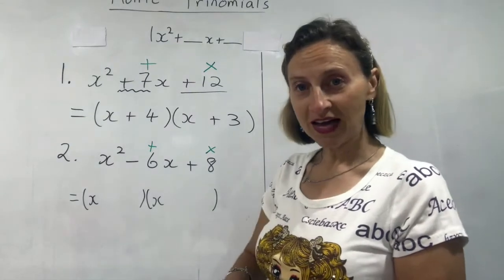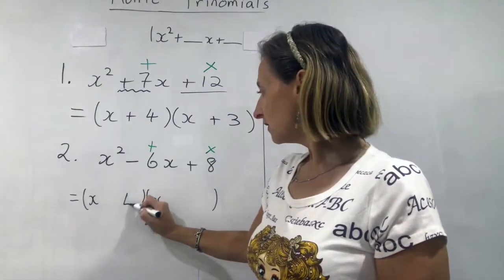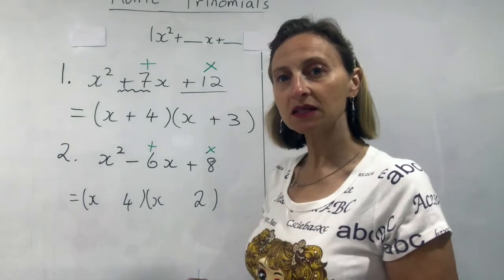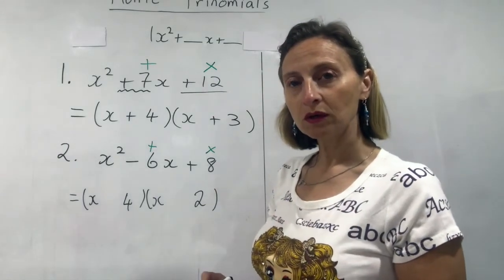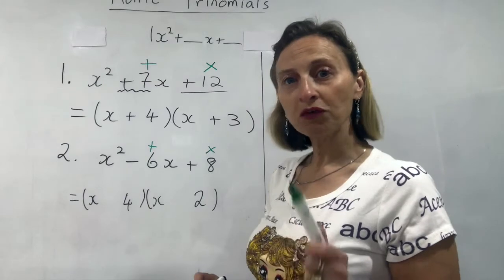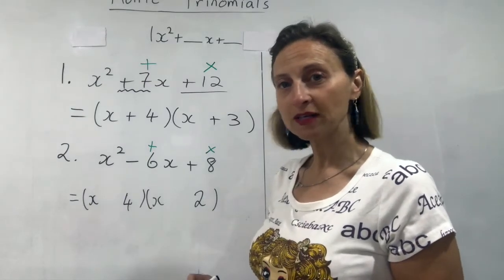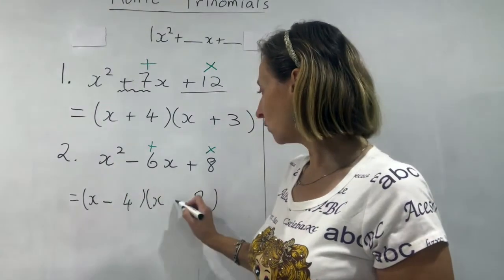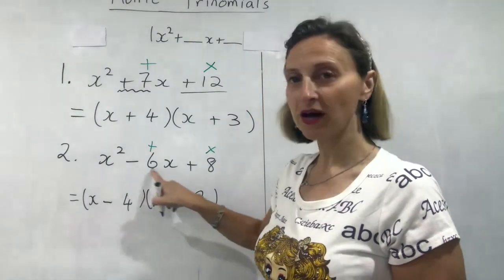4 and 2 give 8. So we write the 4 and the 2. And how can I get minus 6 from 4 and 2? And you just have to go through all the options in your head until it works. 4 plus 2 doesn't work, 4 minus 2 doesn't work. So we do minus 4 minus 2 will give me minus 6.